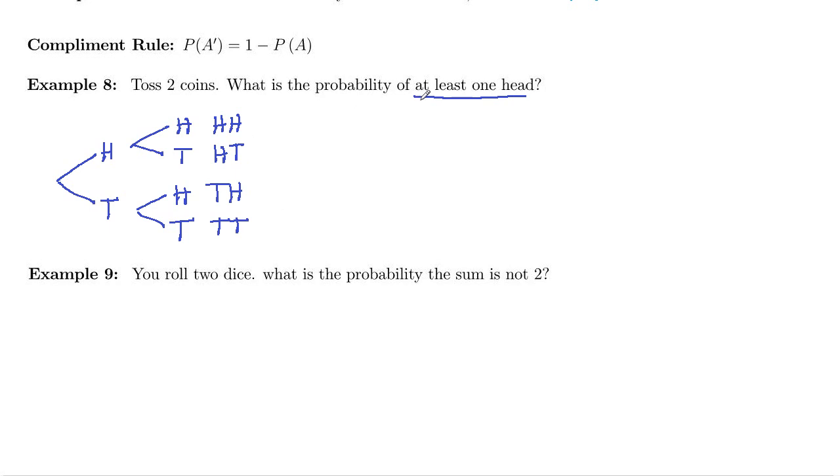So the probability of at least one head, the probability of greater than or equal to one head: 1, 2, 3 outcomes have at least one head out of a total of 4 outcomes. And these will be equally likely, assuming these are fair coins, and we will. So 2 fair coins.